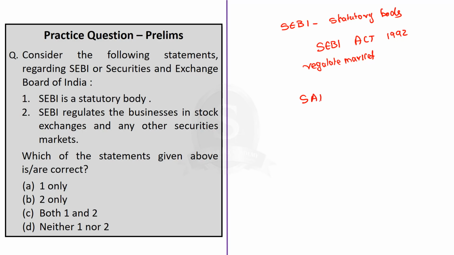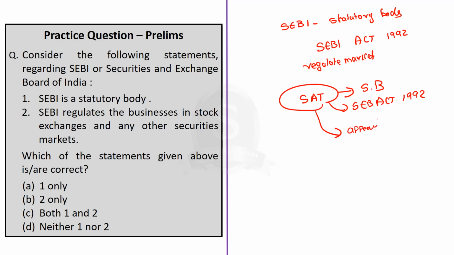See, Securities Appellate Tribunal is also a statutory body established under the Securities and Exchange Board of India Act 1992. The main function of Securities Appellate Tribunal is to hear and dispose of appeals against the orders passed by the SEBI. The additional point to note here is that the Securities Appellate Tribunal also hears and disposes of appeals against orders passed by the Pension Fund Regulatory and Development Authority and the Insurance Regulatory and Development Authority of India.